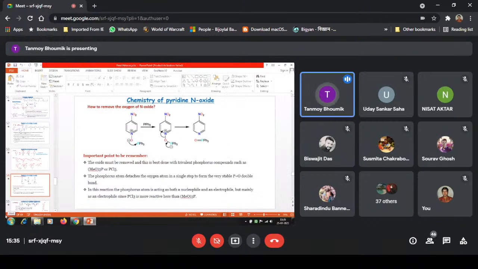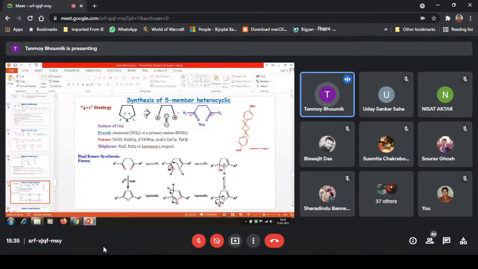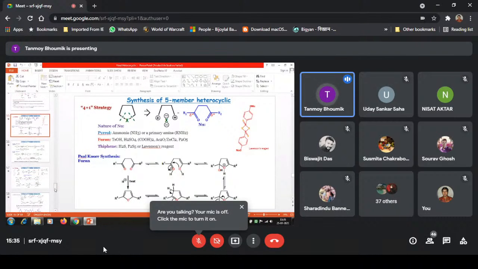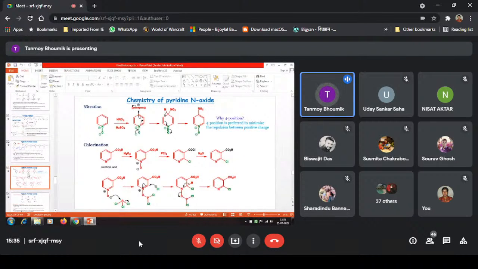So today we covered the properties of these 5-member and 6-member compounds. After that, next class I will start with the synthetic strategies for the different 5-member and 6-member compounds, and then we can move to the benzo-fused compounds. Up to that we study only the different kinds of properties of 5-member and 6-member aromatic heterocycles, how to make pyridine into an activated molecule by the pyridine N-oxide, and after that how to convert the pyridine N-oxide back into pyridine. Clear? So today's class is up to that.